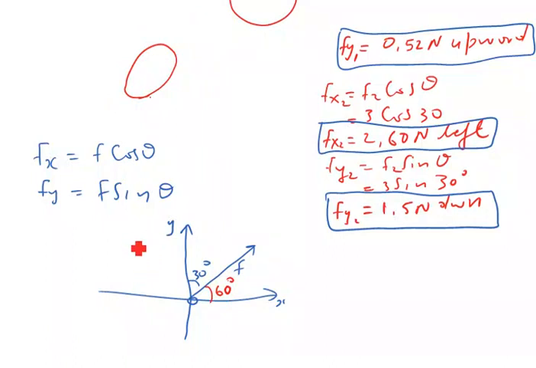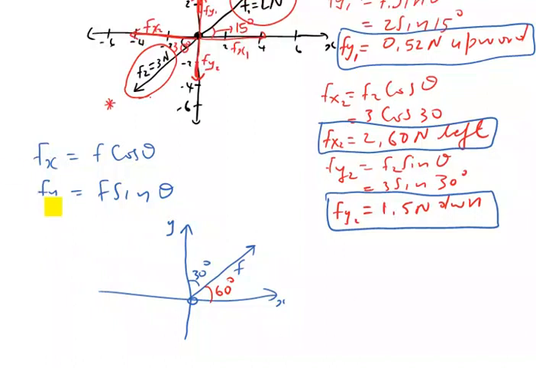Okay, so we are done. Thank you very much. So we use this formula and this formula. This is the horizontal component x, this is the vertical component y. Then we are done.